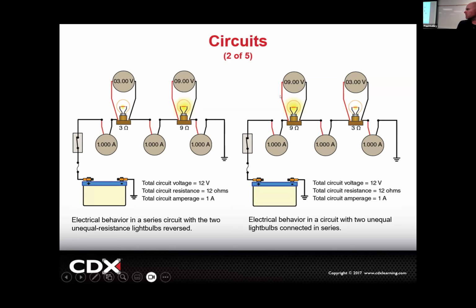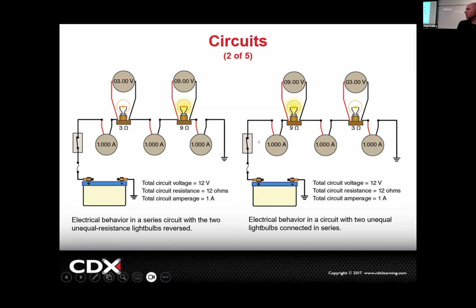Now over here, what happens? We switched big sibling with little sibling. And if you thought it was going to change who consumed the amount of voltage, it doesn't. It doesn't matter where they are in the circuit. It just matters their resistance. That's how much they're going to consume.